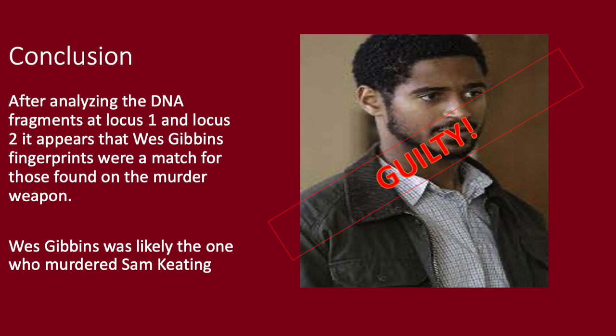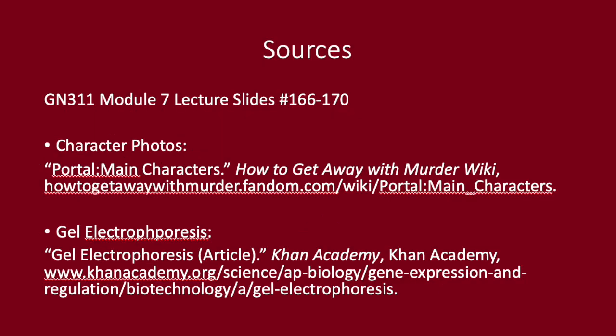After analyzing the DNA fragments at locus 1 and locus 2, it appears that Wes Gibbons' fingerprints were a match for those found on the murder weapon. We can rule out Annalise and Bonnie and choose Wes because Wes was the only one to have an identical match at both locus 1 and locus 2, meaning that he was likely the one who murdered Sam.